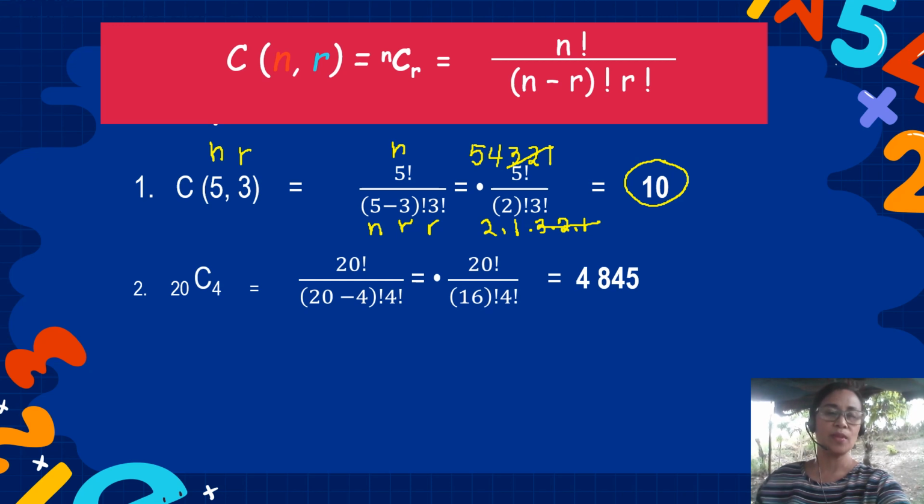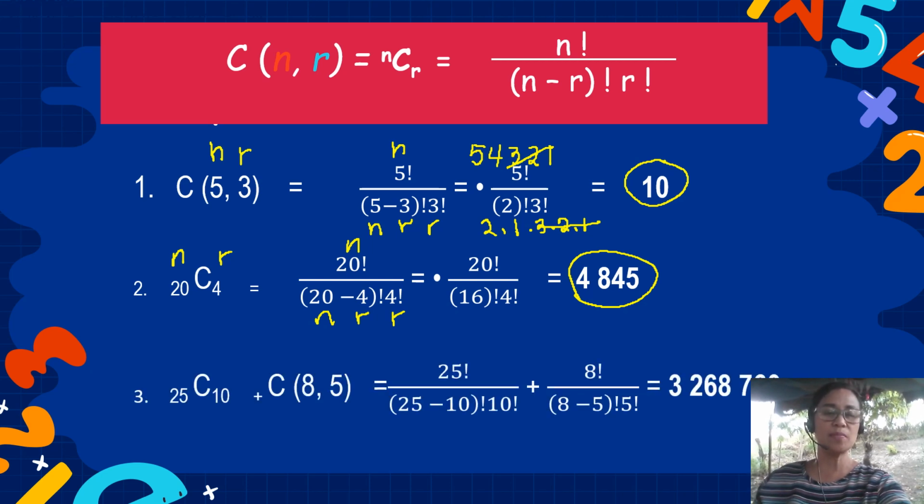Second example, 20 C 4. So 20 is N, then R is 4. So again, this is N minus R, so inside the parentheses will become 16 factorial. So 20 factorial, and you have 16 factorial multiplied by 4 factorial. Check this out using your calculator. You are going to get 4,845.